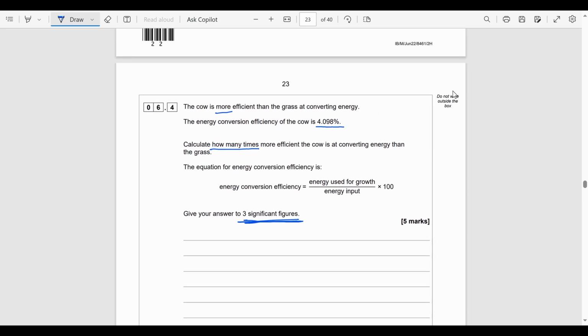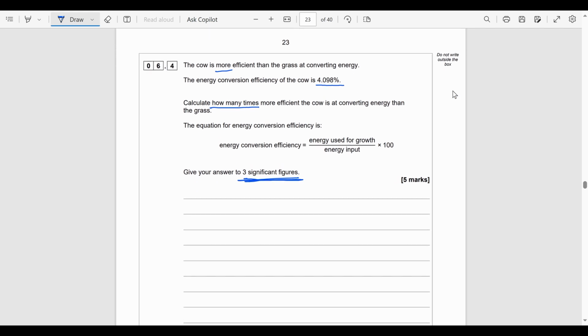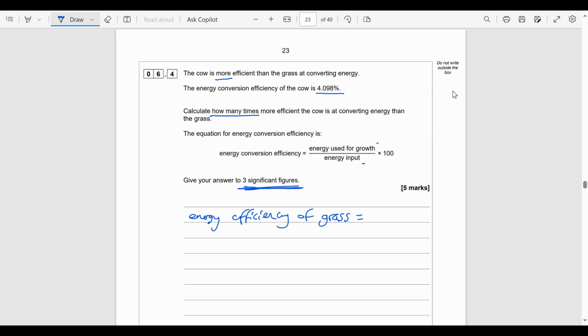So they've given us the energy efficiency of the cow already. So we then need the energy efficiency of the grass. That's what we need to find out. So energy efficiency of grass. This is what we need. So for us to find that out, we need to find the energy used for growth, and we need the energy input, and then we need to multiply that by 100.